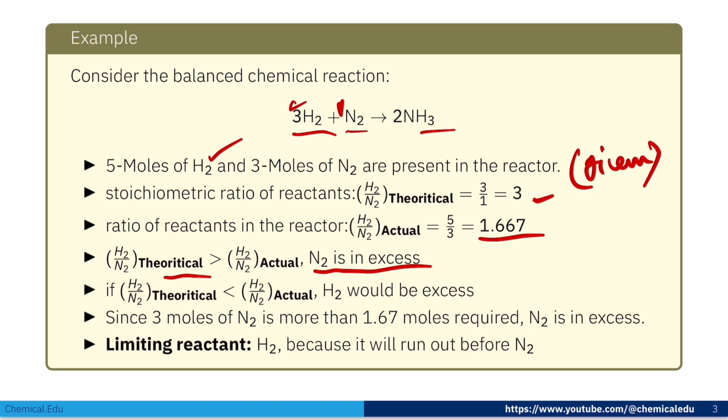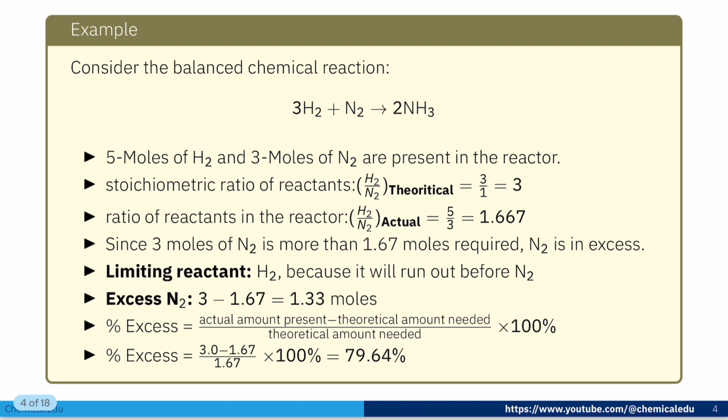Now, limiting reactant. As N2 is in excess, obviously the other reactant, H2, will be the limiting reactant, because it will run out before N2. H2 will be finished but N2 will still be there in the reactor. Now, we already got the excess reactant and limiting reactant. Now, how do we calculate the excess amount of N2?